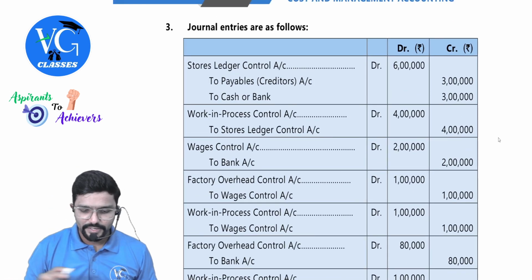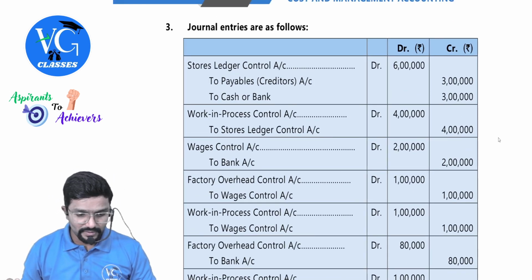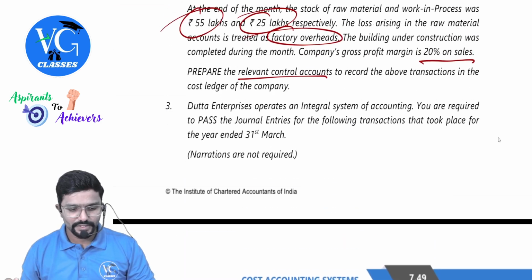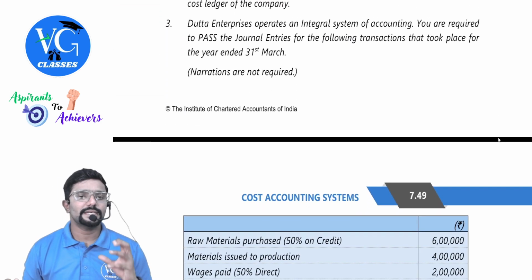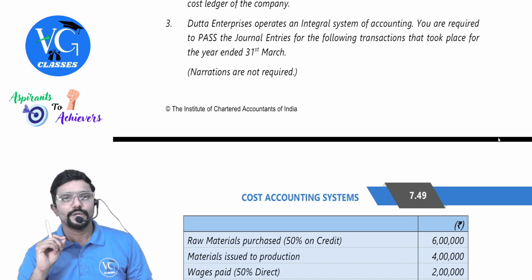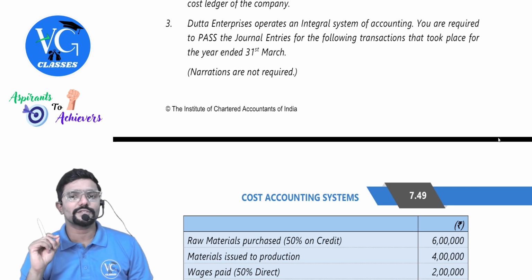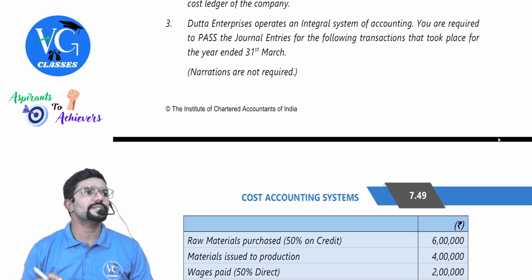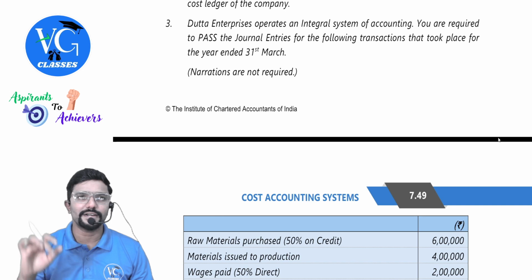Third question next. Non-integrated we have done. Now the third question is on integrated. Data Enterprises operates an integral system of accounting. You are required to pass the journal entries for the following transactions that took place for the year ended 31st March. Narrations are not required.